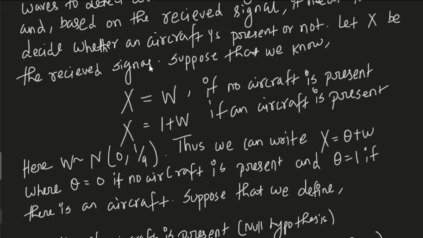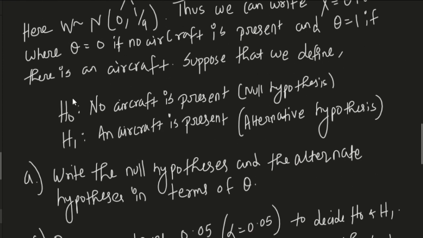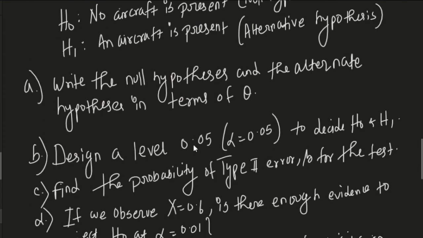So W takes values with probabilities according to a normal distribution with mean 0 and variance 1 by 9. Thus, we can write X equals theta plus W. We're just trying to introduce a parameter. If theta is 0, then X is basically W, which means there is no aircraft present, and if theta is 1, it means there is an aircraft present, and we can write X is 1 plus W. Now suppose that we define the null hypothesis H0 as no aircraft is present, while the alternative hypothesis H1 is an aircraft is present. Now the questions. Let's go for number 1. Write the null hypothesis and the alternative hypothesis in terms of theta.